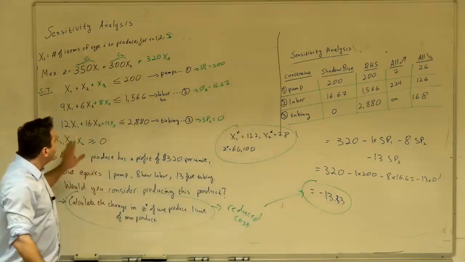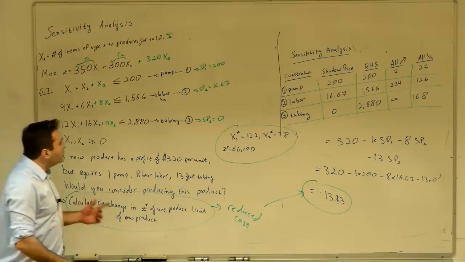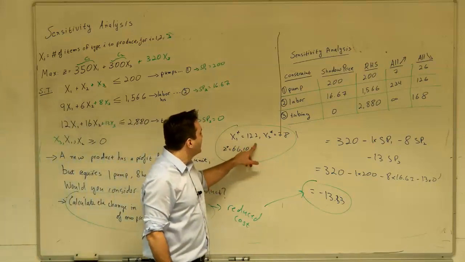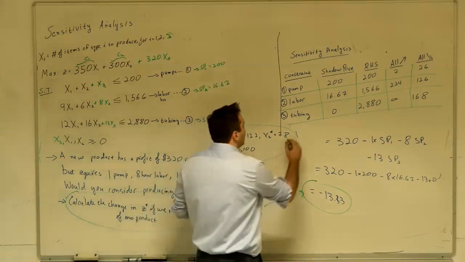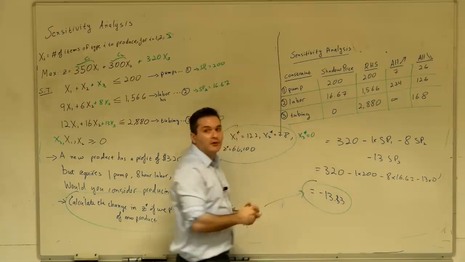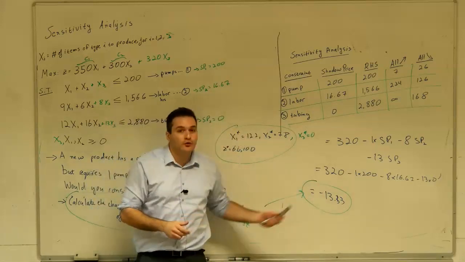So without having to resolve the problem, I know that the optimal solution will remain as x1 star is 122, x2 star is 78, and x3 star is 0, since it has a negative reduced cost.